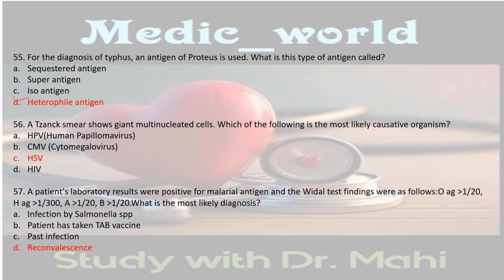Next question. A Tzanck smear shows giant multinucleated cells. Which of the following is the most likely causative organism? The answer here is HSV, that is herpes simplex virus.